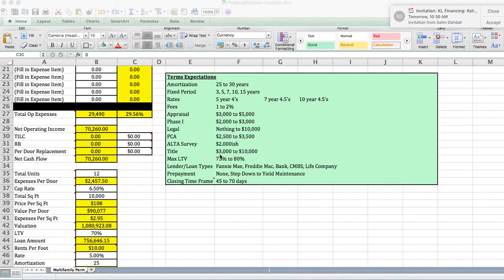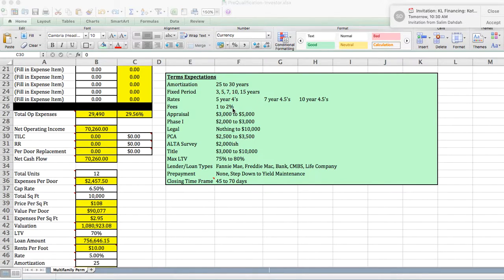And then finally, just some terms and expectations in general here. Again, they're going to use a 25 to 30-year amortization to calculate the payments. You could fix it for 3, 5, 7, 10, even 15 years. There have been instances, if you're getting what's called an FHA 221(d)(4), where it could be 25, even 40 years. But typically speaking, it's usually 5, 7, 10 years for the fixed period. Rates can be in the 4s right now, could be 4.5 for 7 years, could be 4.5s in the 10s. This is subject to change based upon the market.